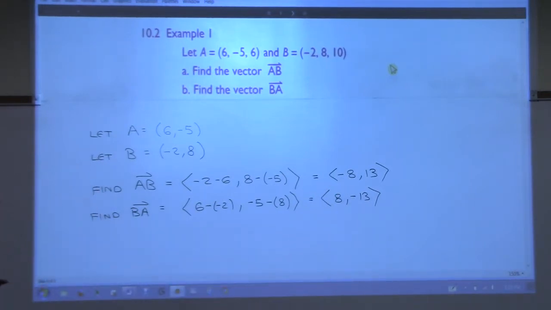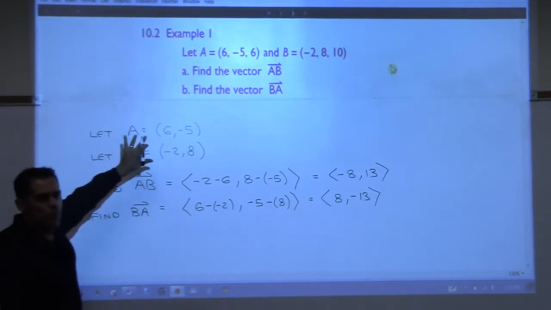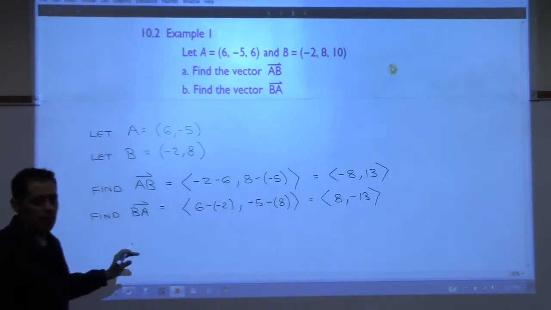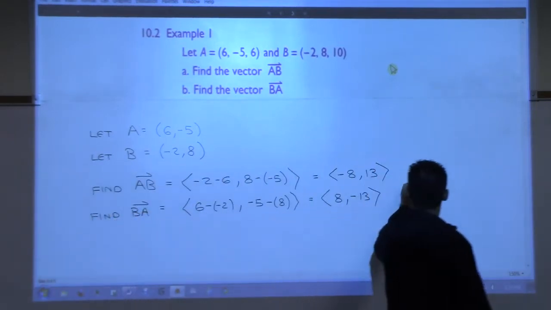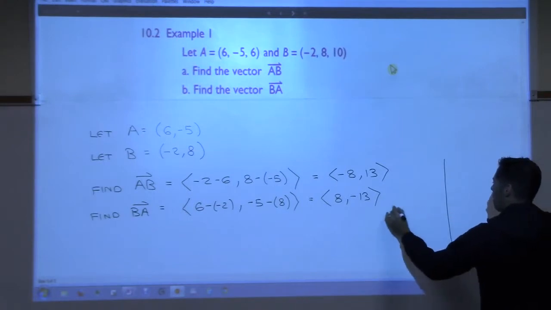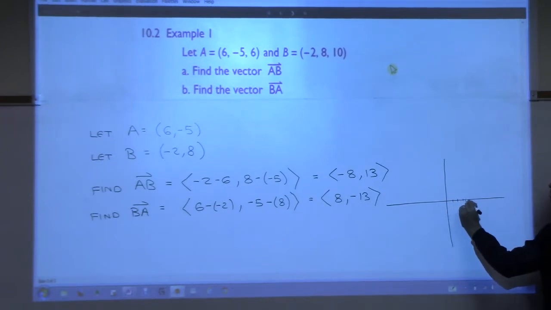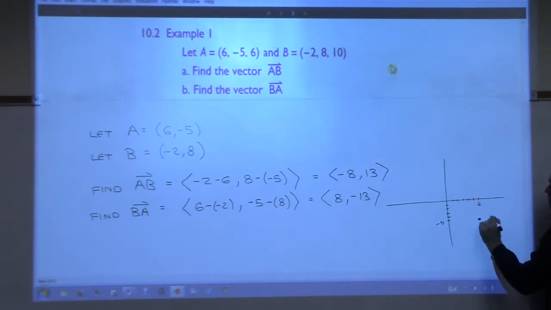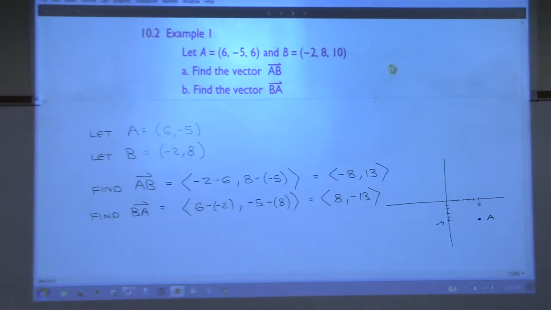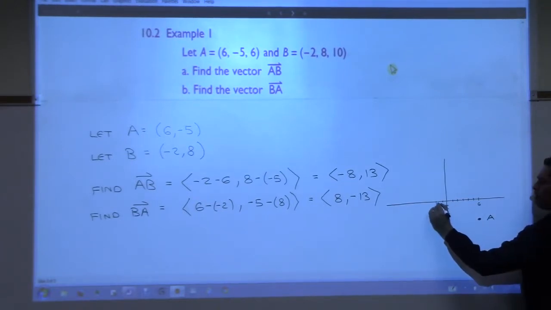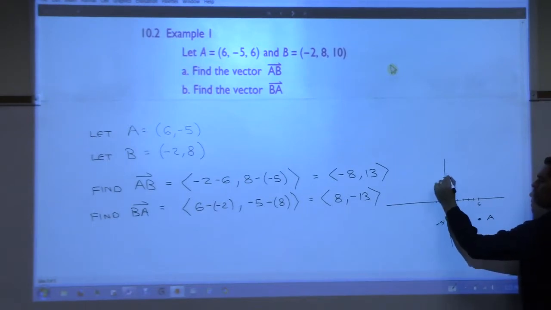Okay. So what I'd like to do now is I'd like to graph this, okay? I'd like to show you what these 2 points look like and then what the vectors look like. So let's look at the vector. Let's get the points on the plane first. So 1, 2, 3, 4, 5, 6. 1, 2, 3, 4, 5. Here's 6, -5. Somewhere around there. That's point A. Point B is -2, 8. And that's a point right there.